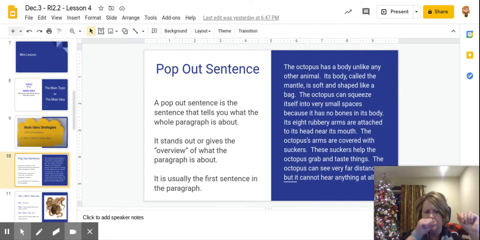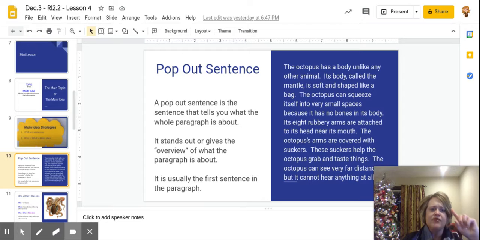It stands out, or gives you an overview of what the whole paragraph is about. It's usually the first sentence. So Mrs. Dec, you're saying I only have to read the first sentence, right? Well, good try. No. We have to read the whole paragraph, the whole section, to see if we can figure out what the pop-out sentence is.